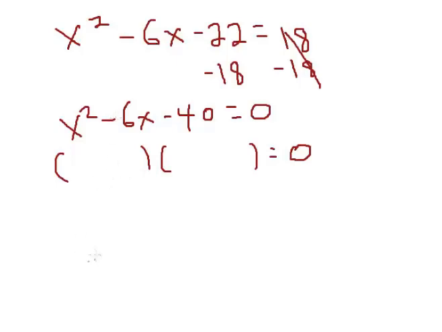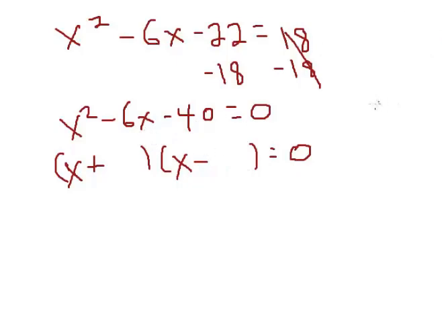Let's factor this like we would any other trinomial. We need to multiply up to the x squared, so we're going to put x over here and x over here. Now we need to look at this sign. This is a negative, which means the two signs in the binomials are going to be one positive and one negative. Remember, we need to multiply up to negative 40 and add up to negative 6.